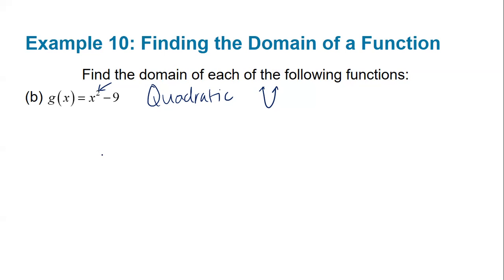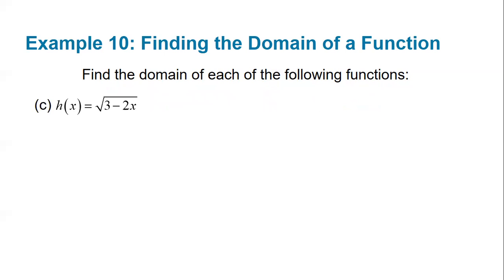Now, what is the domain of any quadratic? All real numbers. So the domain here would be from negative infinity to positive infinity. That means I can choose any number and it's going to work in this situation. I'm not going to get any undefined point. If I plugged in 1,000, it would work. If I plugged in 0.0003, it would work. I can plug in any number from negative infinity to positive infinity, and it will not be undefined.